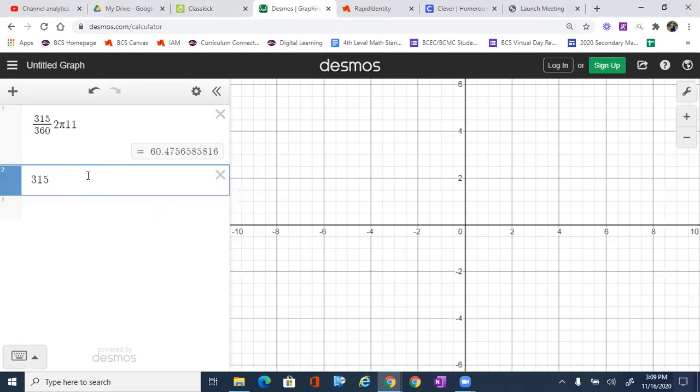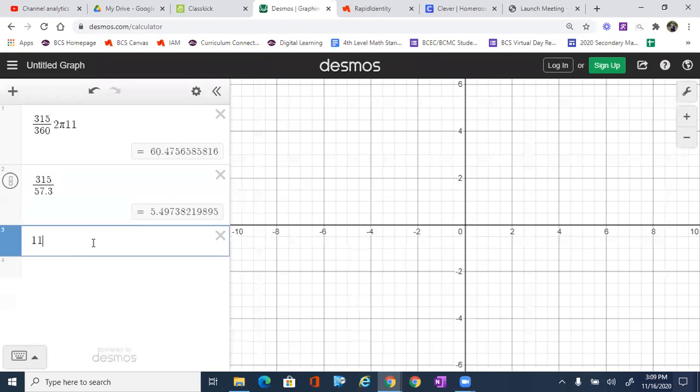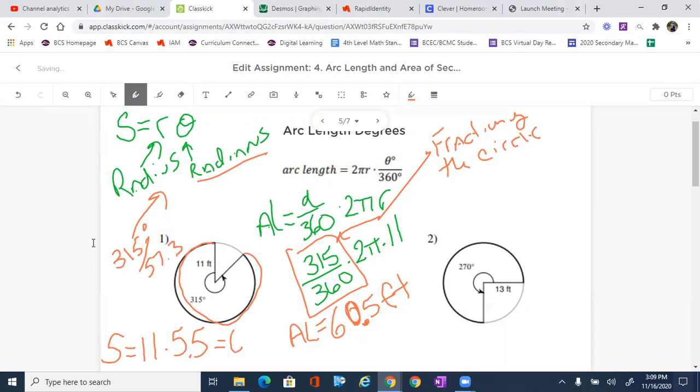So we take 315 and divide it by 57.3, which is our approximation, which gives us about 5.5 radians. And what is 11 times 5.5? Notice that it gives us 60.5. So it gives us the exact same thing. Now, this is more approximate because we converted our degrees over to radians by using 57.3, but that's a very good way of doing it as well.